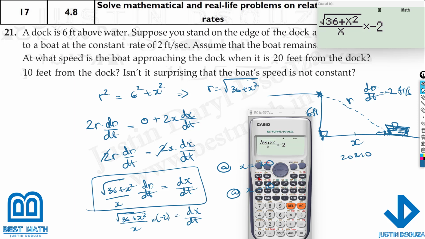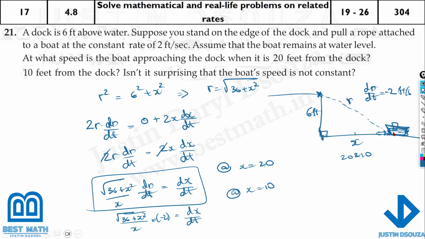Now here, calculate this firstly at 20. So what's the answer? It's minus 0.208. What's the next answer? Calculating at 10. Shift and solve. See, this is bigger. And it makes sense. It's 10, right?